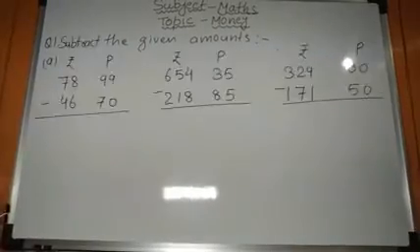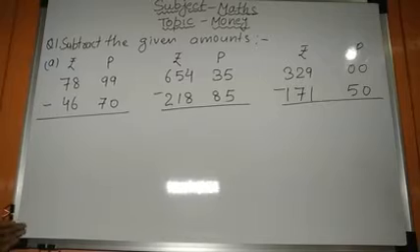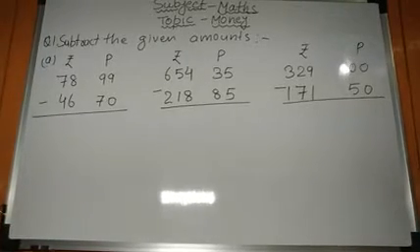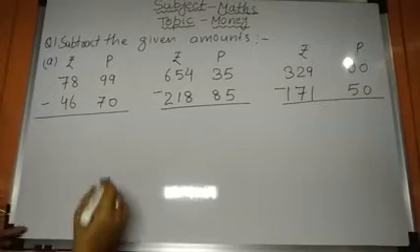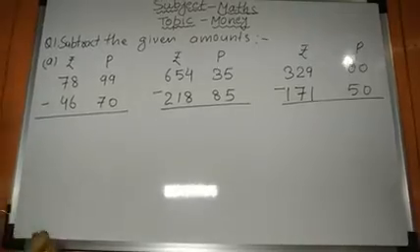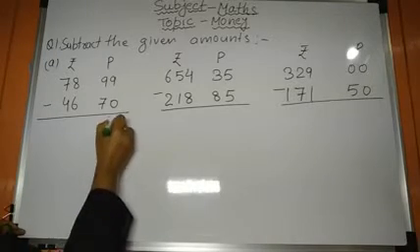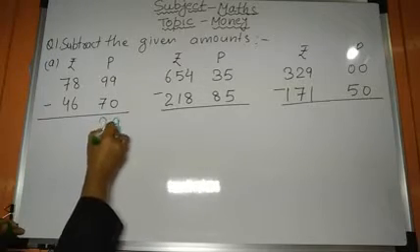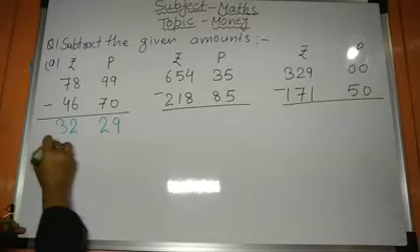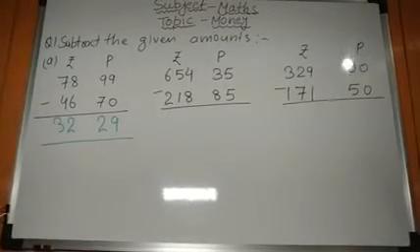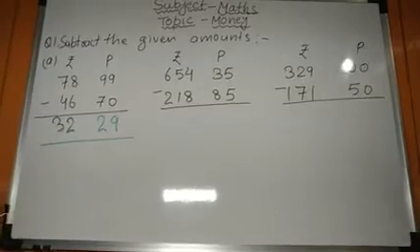Fine. Here we will solve the subtraction sum of money. The first question is, we have to subtract rupees 46 and 70 paise from rupees 78 and 99 paise. We will do the paise first separately and then the rupees part. 9 minus 0, that is 9. 9 minus 7, that is 2. Here 8 minus 6, that is 2. 7 minus 4, that is 3. So 32 rupees and 29 paise.